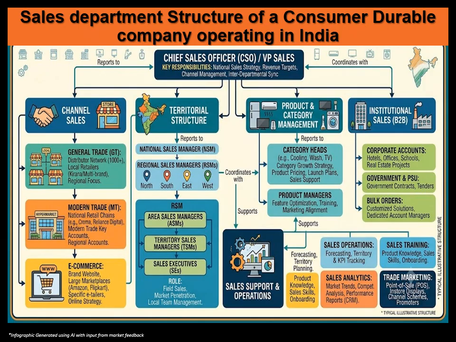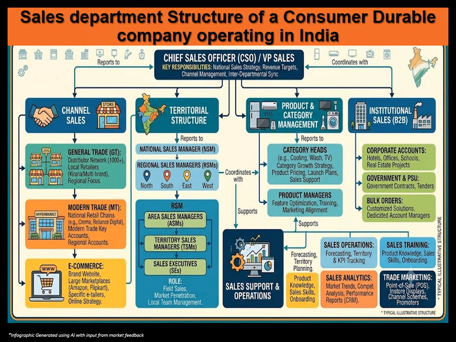Now, on the extreme left of the infographic, you can see channel sales. This may involve general trade, or so-called brick-and-mortar stores. This includes the distribution network and local retailers, and in the Indian market, these retailers are many times known as Kirana stores or multi-brand stores. The focus of general trade is to get sales from the regional or local market.